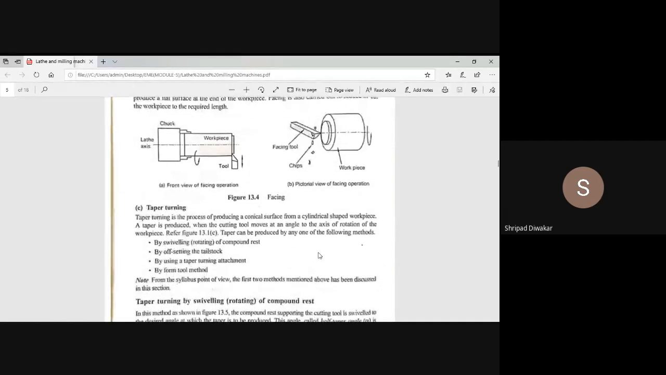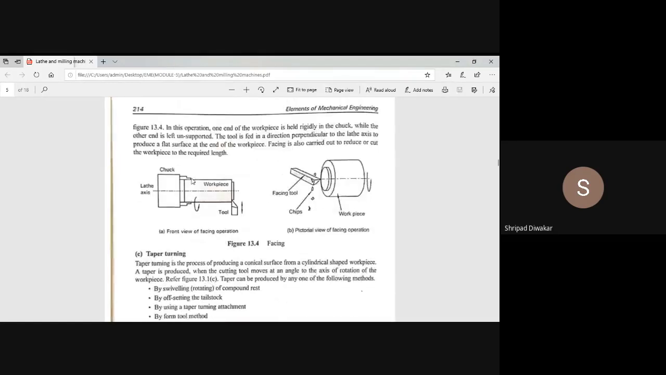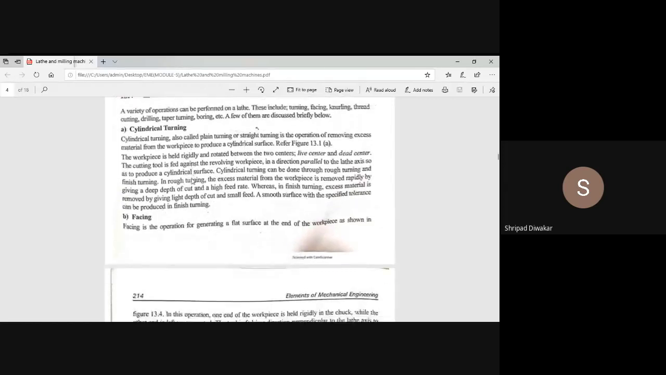Next, we are having cylindrical turning, facing. Facing means the reduction in the length of the given workpiece. And then cylindrical turning means reduction in the diameter of the workpiece. So these are the operations we can perform on the lathe machine.